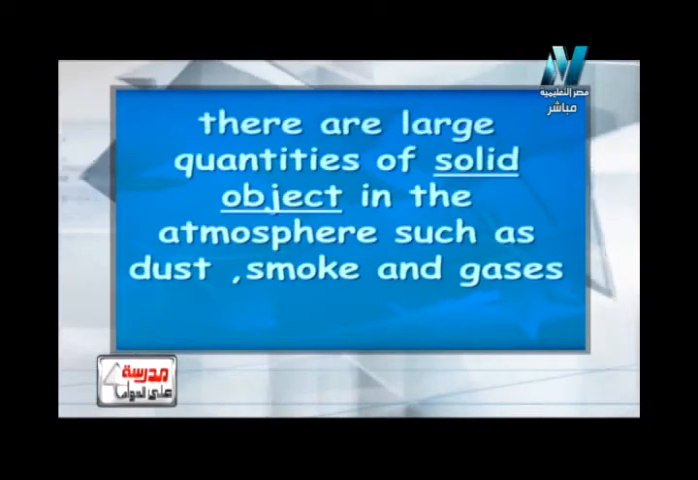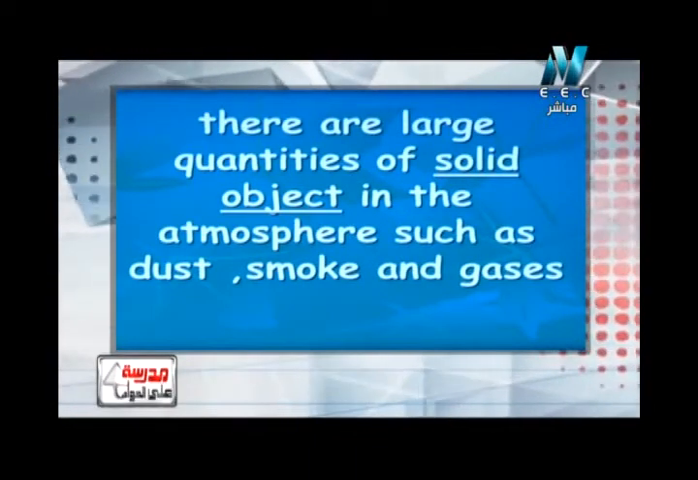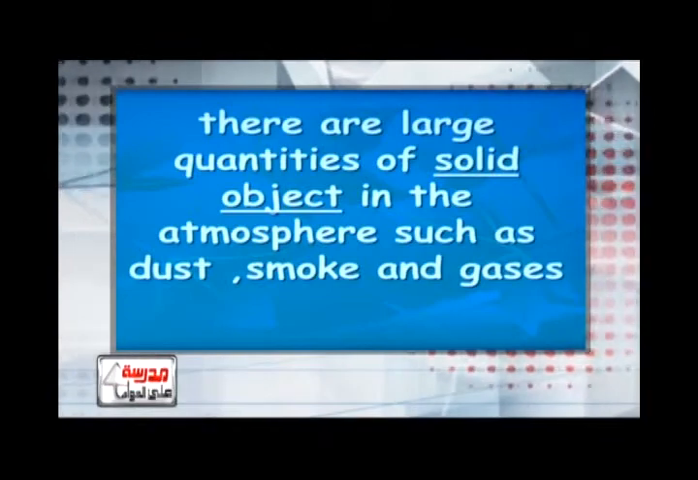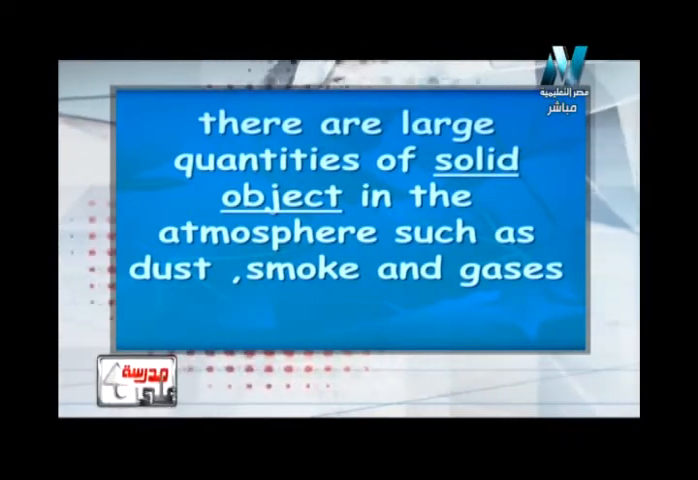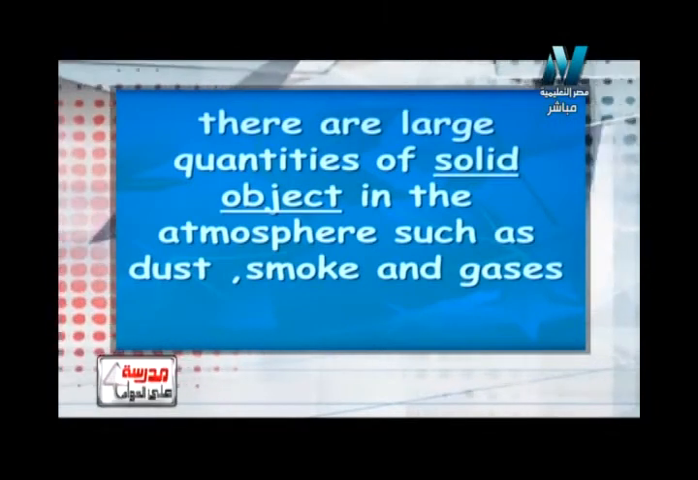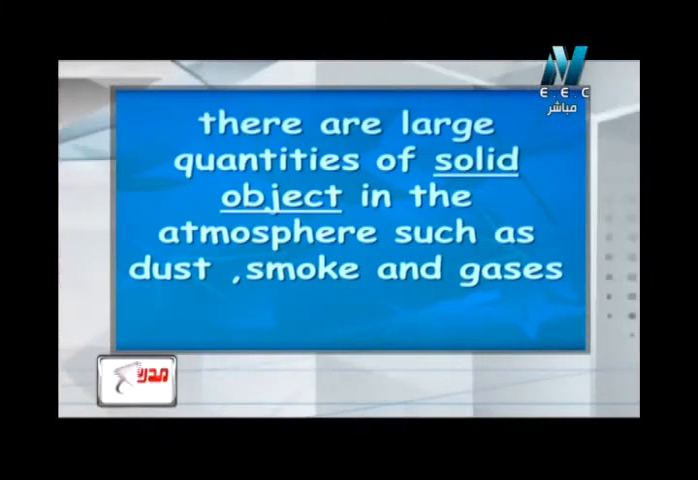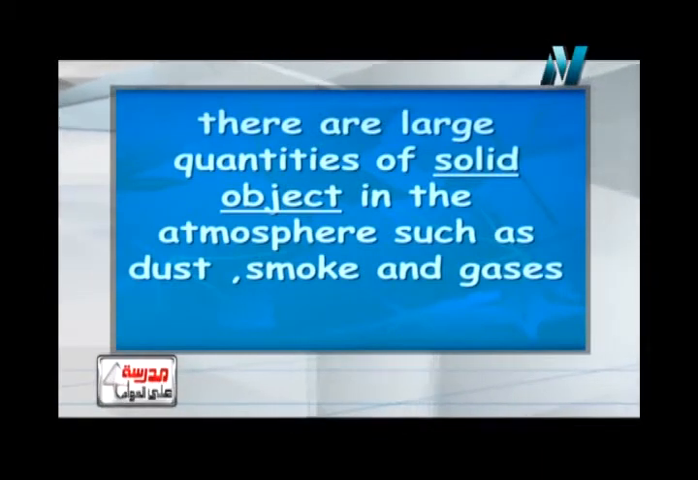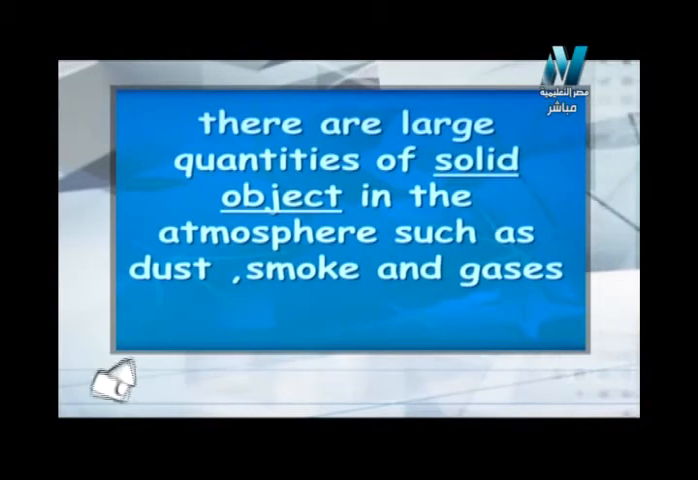Another information. There are large quantities of solid objects in the atmosphere, such as dust, smoke, and gases. We know that the atmosphere consists of gases, but there are also solid objects in the air, like dust and smoke. So those dust or smoke or those solid particles are called pollutants.